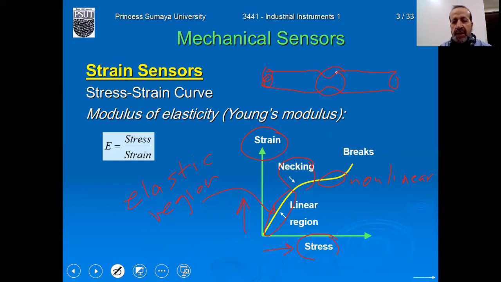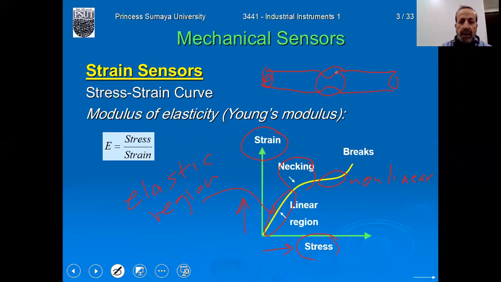As you increase the stress more and more, the necking will become larger. And if you remove the stress in this region, the necking will be permanent, will not be removed. Okay, so it will be permanent deformation. And usually strain sensors are working in the linear region to preserve the material characteristic.